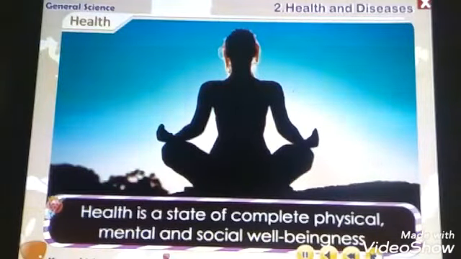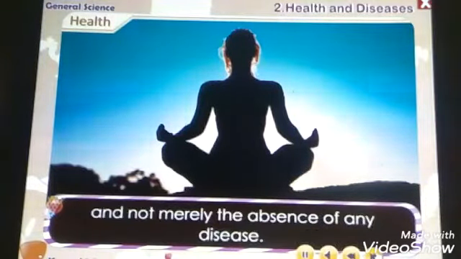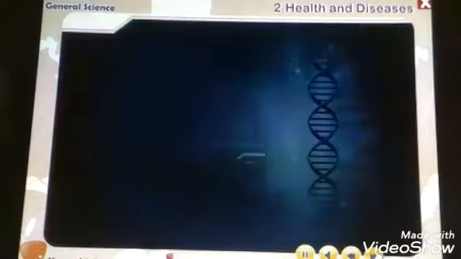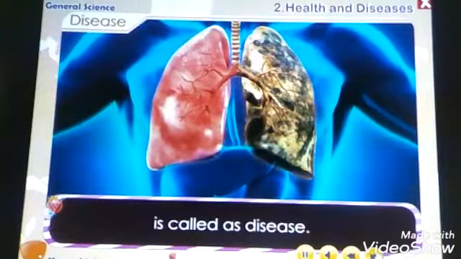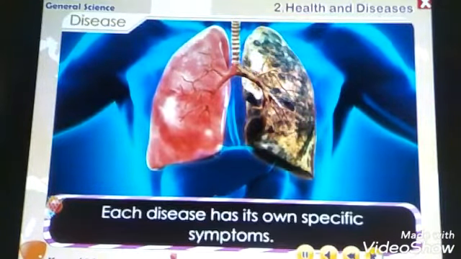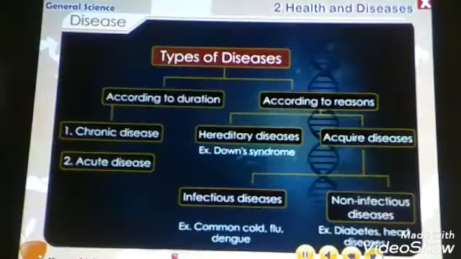Health is a state of complete physical, mental and social well-being, and not merely the absence of any disease. A condition of disturbance in the physiological or psychological process of the body is called a disease. Each disease has its own specific symptoms.